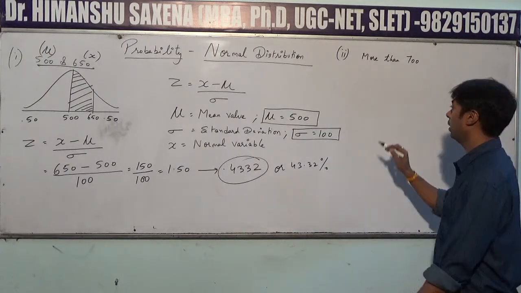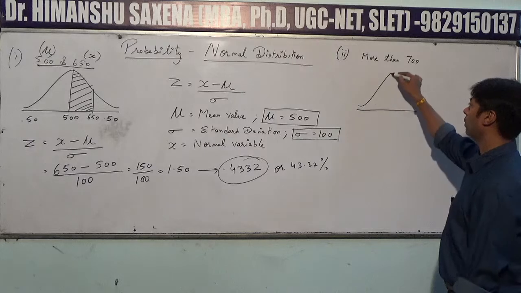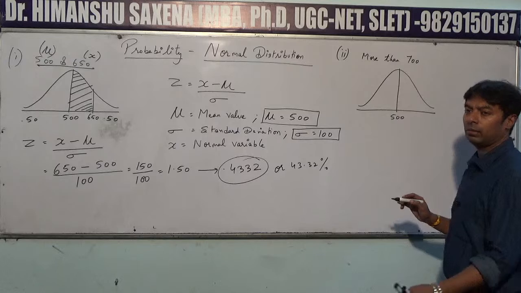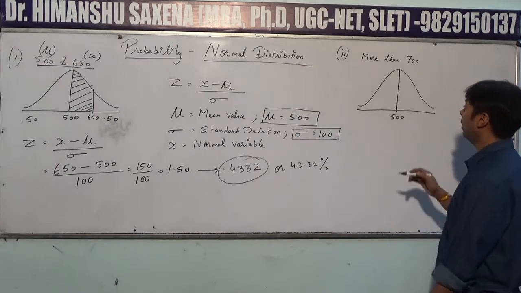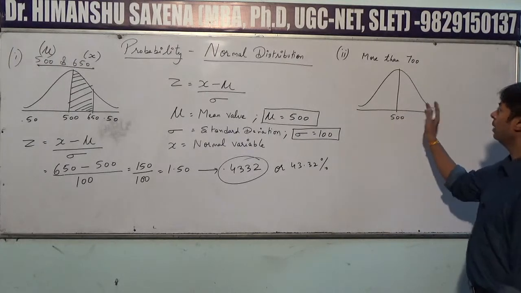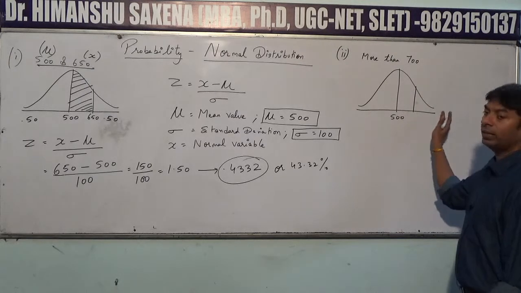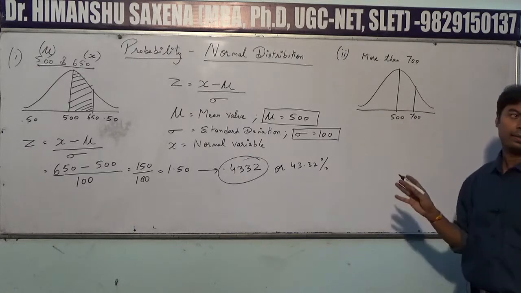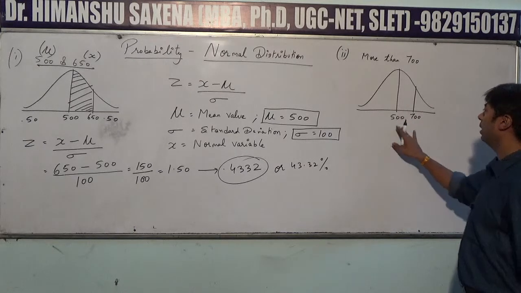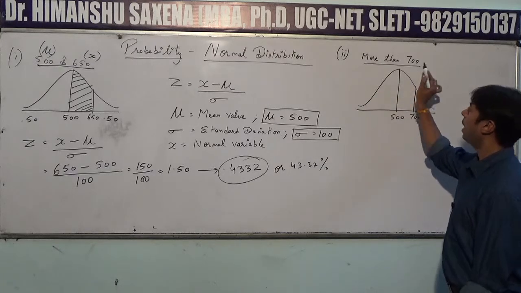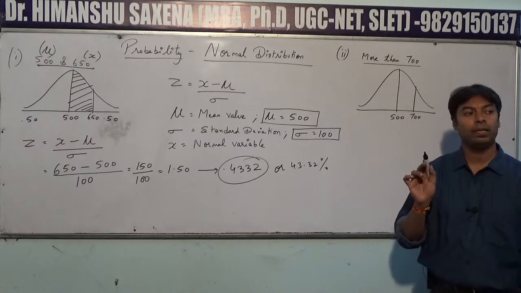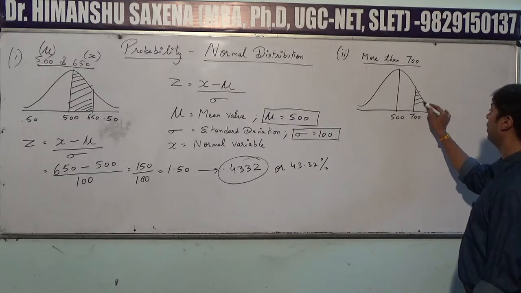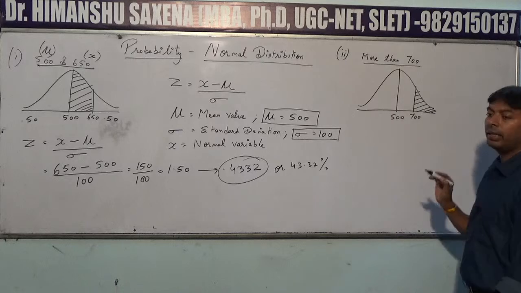Now see, you will have to draw a curve. In this curve, the central value will again remain the same, that is 500. Now 700, obviously it will also lie on the right hand side of this mean value. So mark it approximately on the right hand side of this particular mean value. Now it has been asked in this question to calculate the probability of more than 700. So where will it lie? More than 700 will be this particular area.